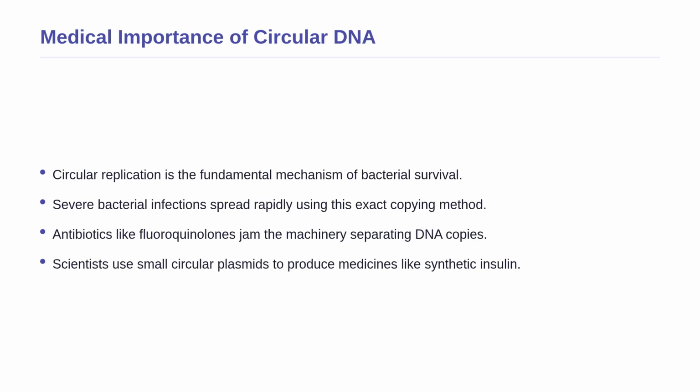Understanding this circular replication is not just an academic exercise. It has profound real-world applications. Why does this matter to us? Because when a patient suffers from a severe bacterial infection, those bacteria are multiplying by rapidly copying their circular DNA using the exact method we just discussed. Many of our most effective antibiotics, such as fluoroquinolones, are designed to specifically target and jam the molecular machinery that separates these interlinked circular DNA copies, effectively stopping the infection in its tracks.